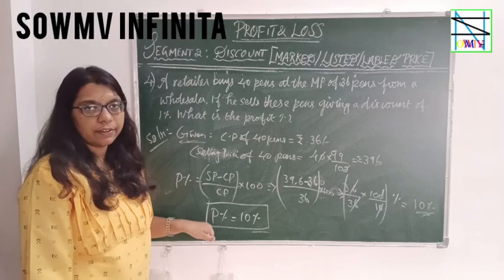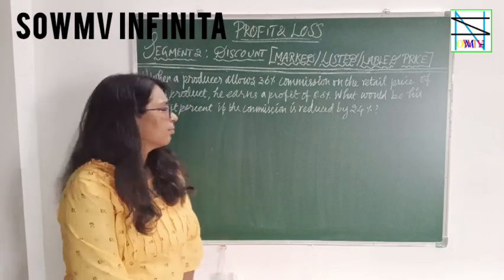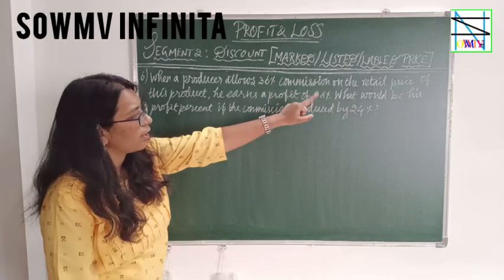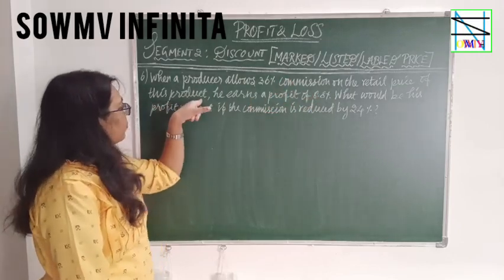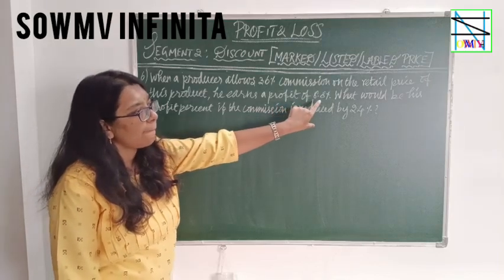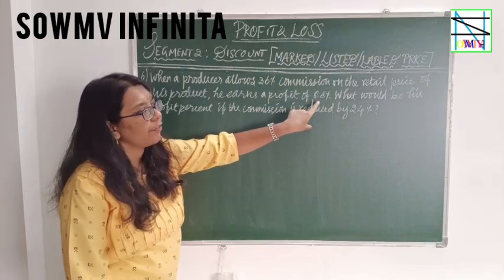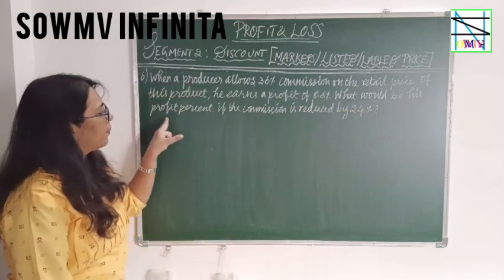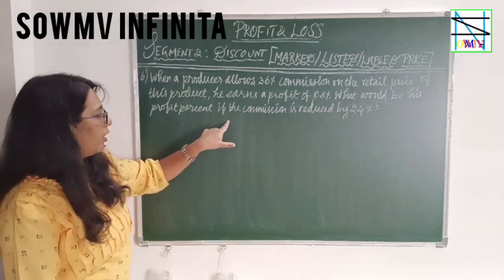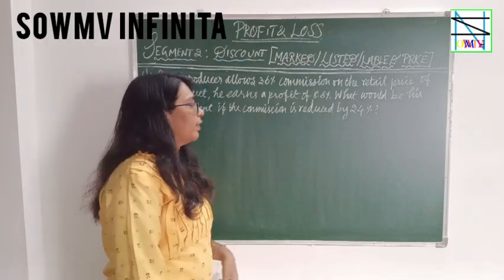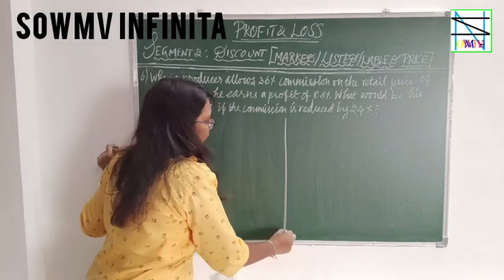The fifth one is the last one. When a producer allows 36% commission on the retail price of his product, he earns a profit of 8.8%. What would be his profit percent if the commission is reduced by 24%? Okay, let's solve this. You can find the gain value.